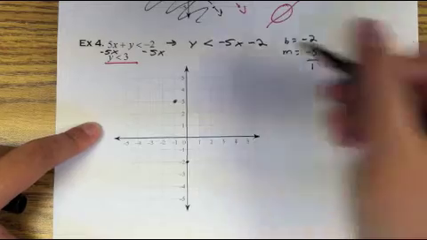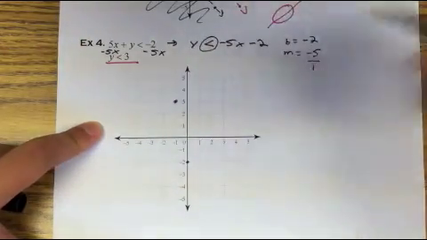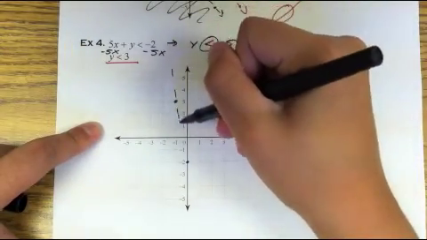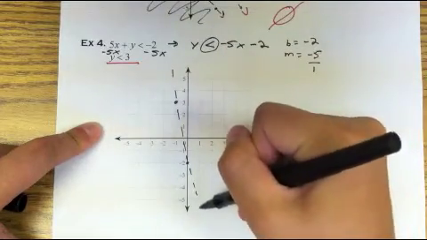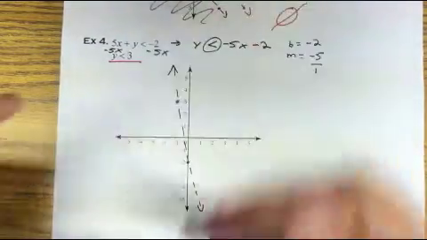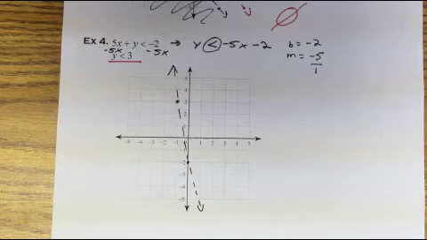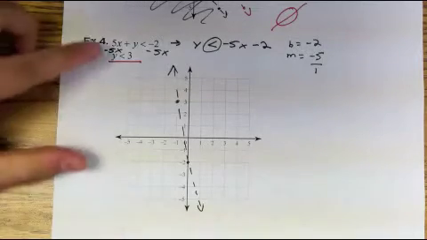Okay, step number 2, decide what line. You got it. It's going to be dashed because there is no equal to part on that. We're done with that piece. Let's move to the next equation.